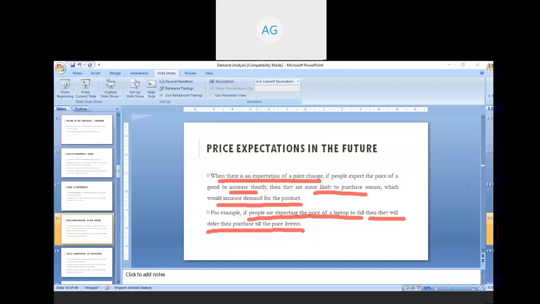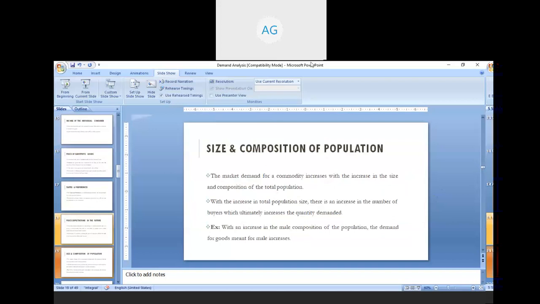Okay. So this is the fourth determinant of demand. Now moving to the next slide. The next determinant of demand is size and composition of population. The market demand for a commodity increases with the increase in size and consumption of the total population.